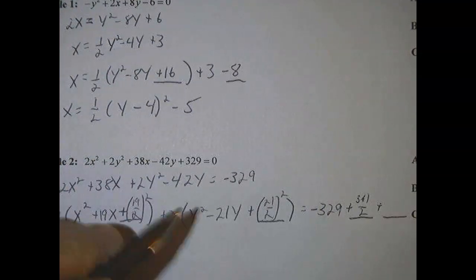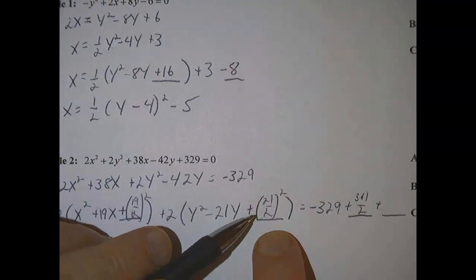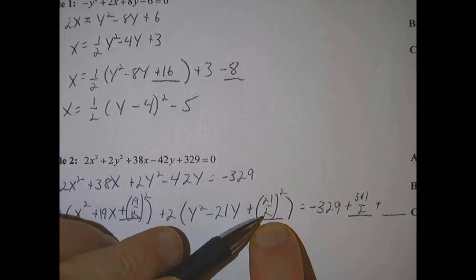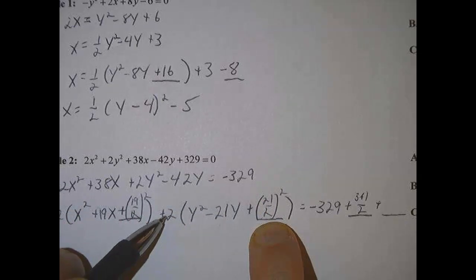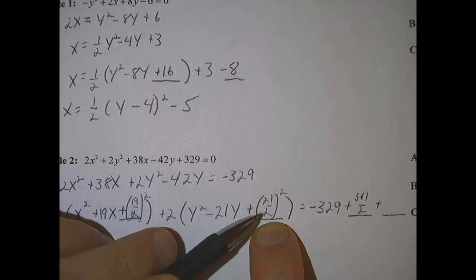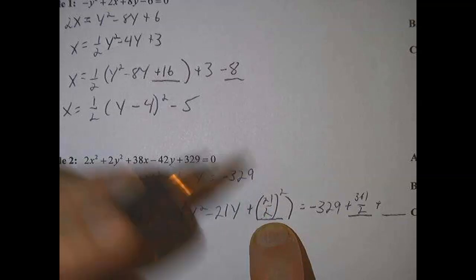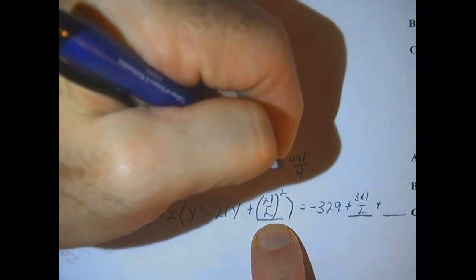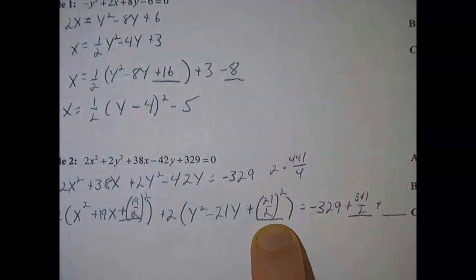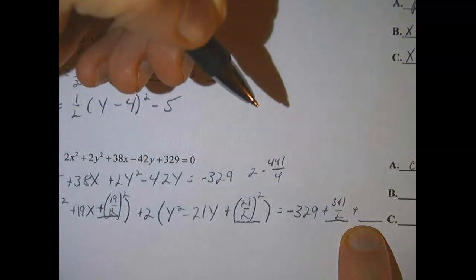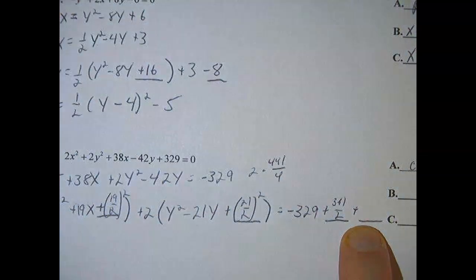All right, now let's do the same thing with this one. 21 squared is 441. This is 441 over 4. Multiplied by 2 is really 441 over 2. I got rid of the square, okay? So I'm just going to show you. I have 441 over 4, and I multiply that by 2, I get 441 over 2. So that's what I'm actually adding to the left side of the equation. That's what I have to actually add to the right side. It's 441 over 2.